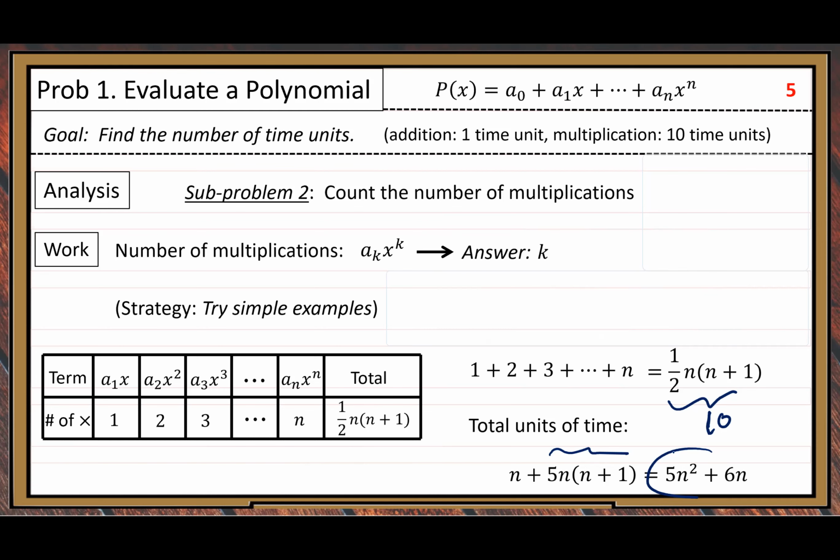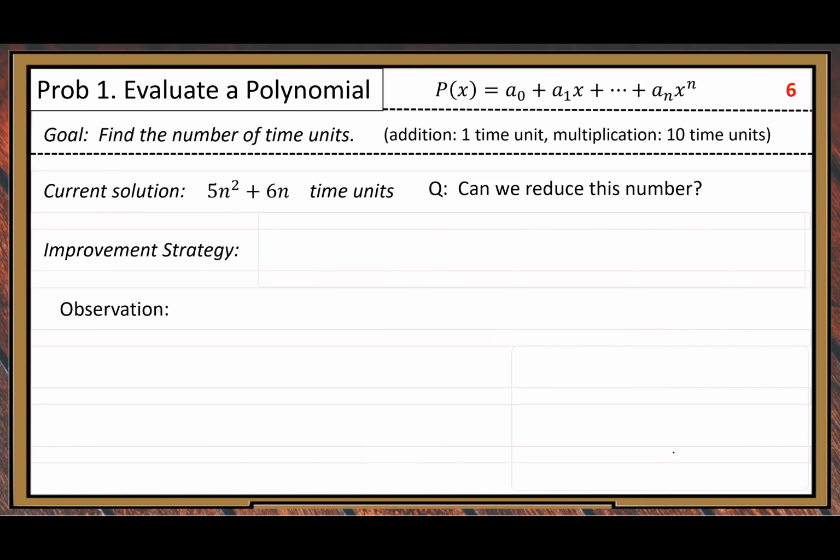How to do it? Improvement strategy. How to improve it? Let's do some observation here, because at this point we do not have any idea. We want to do some experiments to find some useful properties. So what property do we want to find?